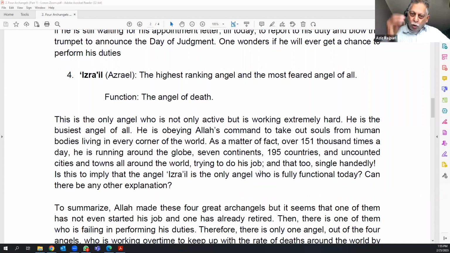Matter of fact, he is the only one who is most active and working hard. He is the busiest angel of all. He is obeying Allah's command to take out souls from human bodies living in every country of the world. As a matter of fact, over 151,000 times a day.